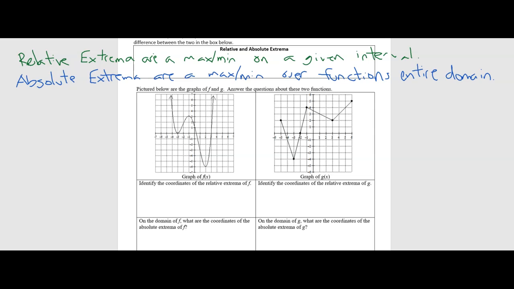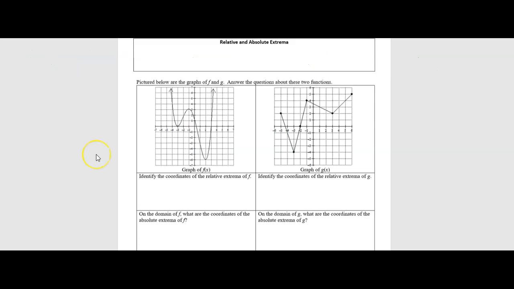So you have to look at the entire domain and figure out what the maximum value is, what the minimum value is. We're going to do some practice with relative and absolute extrema as we lead ourselves into the extreme value theorem. We have two graphs below, one of f of x, one of g of x, and they ask us some questions. Take a few minutes on your own, try to answer these questions, and then come back for a discussion.